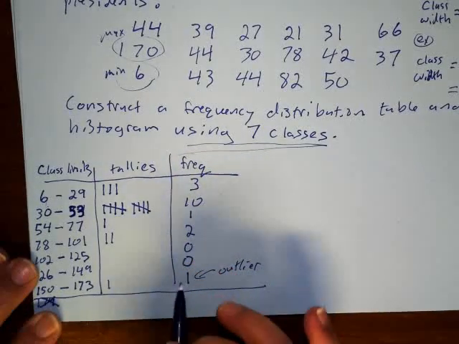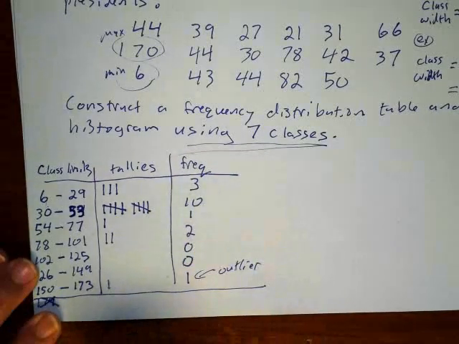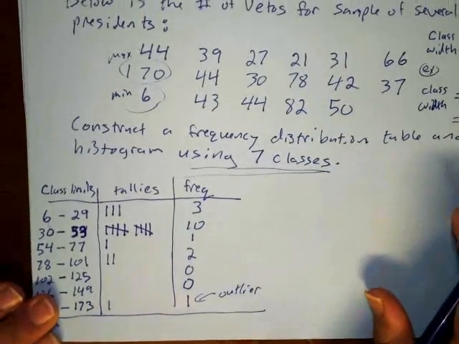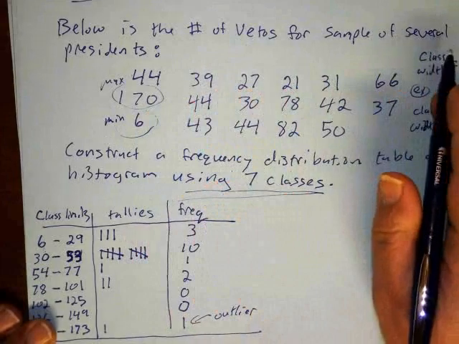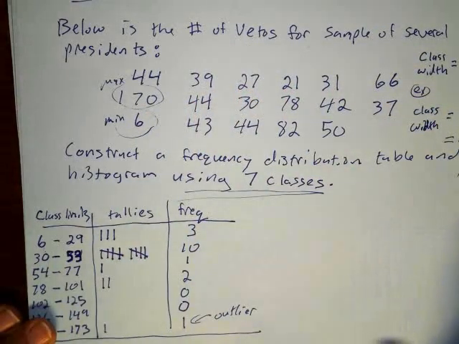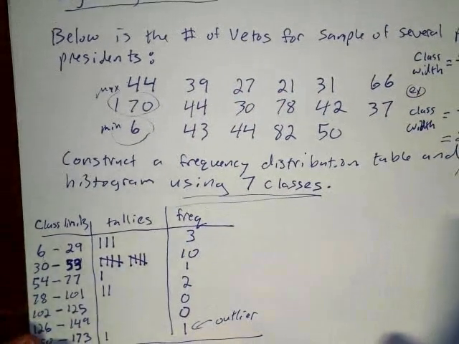Some president made 170 vetoes. Yeah, and I guess I didn't talk about that. This data set is kind of interesting. This is the number of vetoes for a sample of past presidents. Kind of an interesting data set.